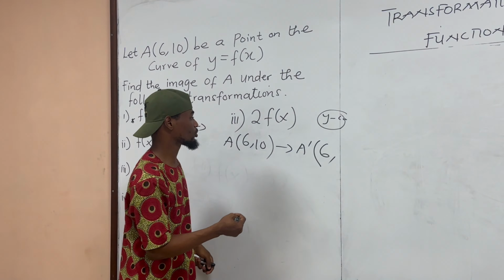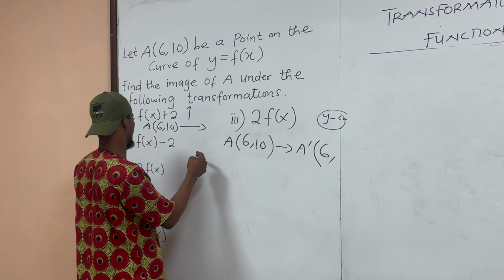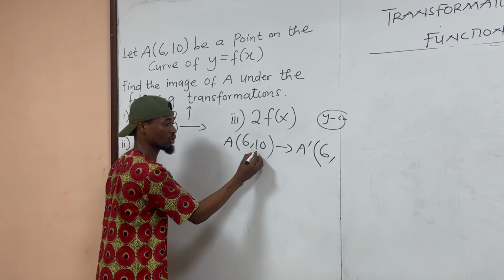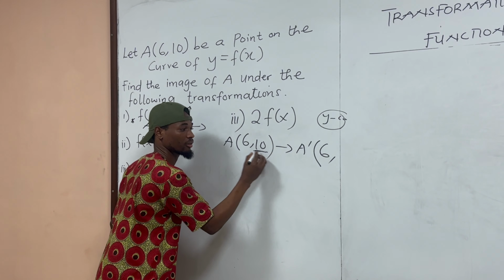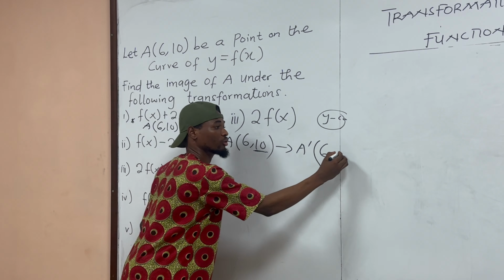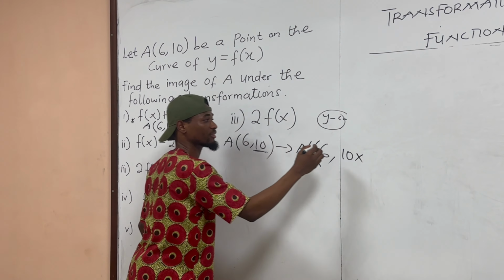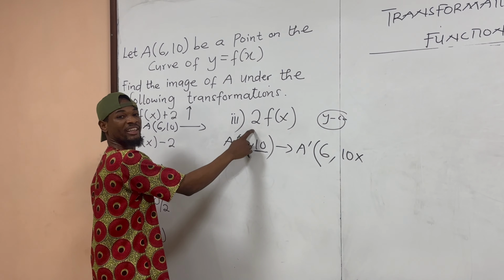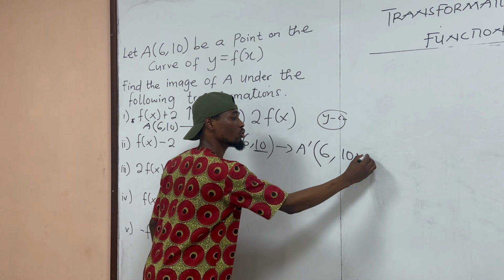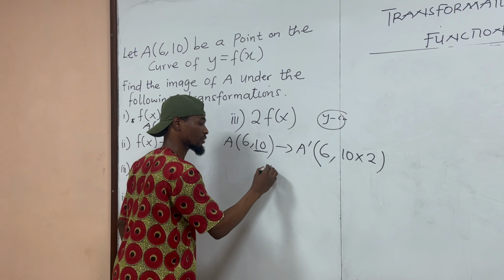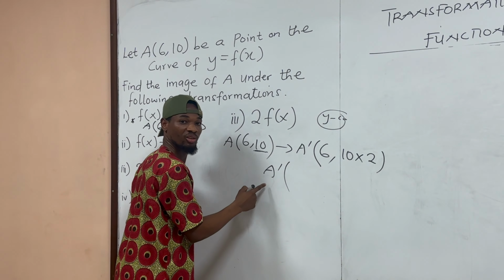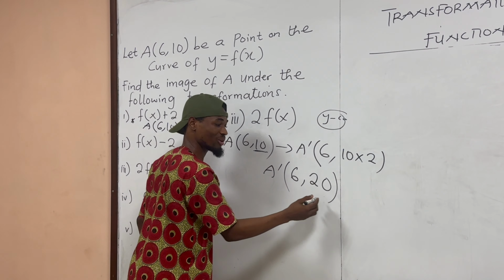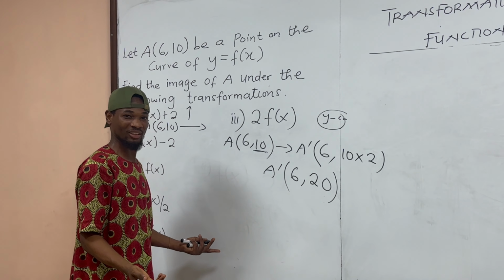Alright? So, since this denotes vertical stretch, this vertical, which is my 10, I multiply 10 times the scale factor, by 2. So I have 2 over here. So my image becomes 6, 20. As simple as that.